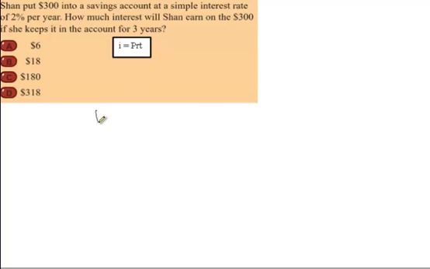Because whenever I see a formula, I'm going to use the strategy we like to call FSSU. And I'm just going to recopy that formula. Look, I don't even know what that formula means yet, but I'm still recopying it because I feel like I'm going to have to substitute some things into that. Now, Shan put $300 into a savings account.